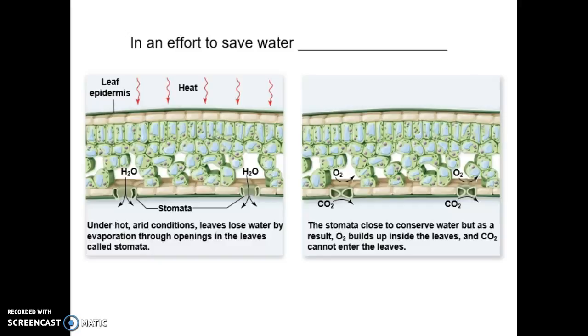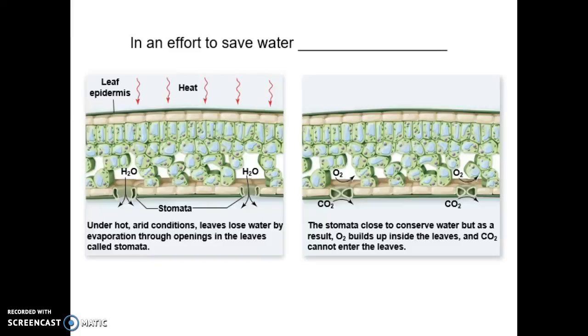Now, it's a good strategy to be able to save your water, but here's the big but. The concern here is, if you notice the little diagram on the right here, carbon dioxide can't get in. Oxygen's trapped inside. Now, for us, we think, well, that's a good thing, but that's not a good thing for plants. For photosynthesis to occur, the plant has to have carbon dioxide.